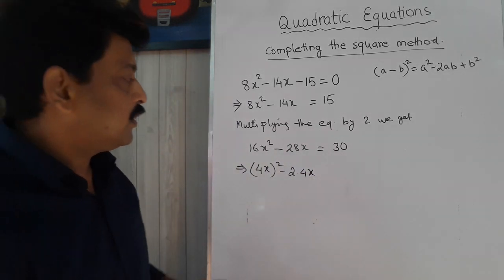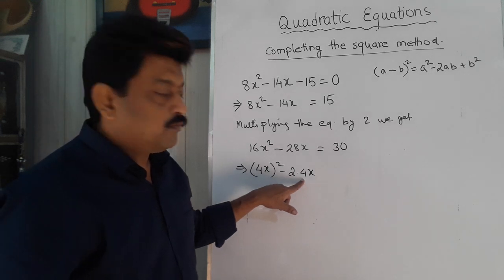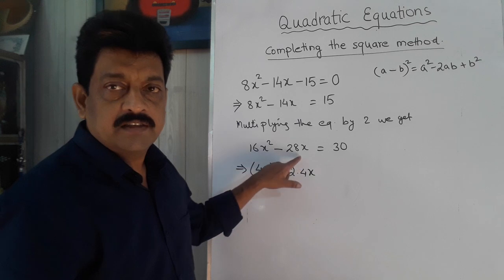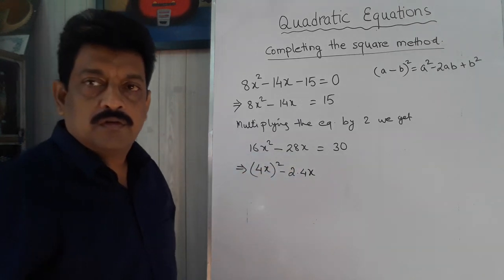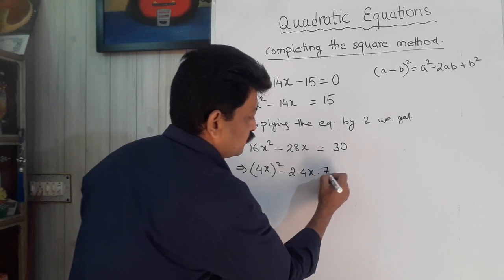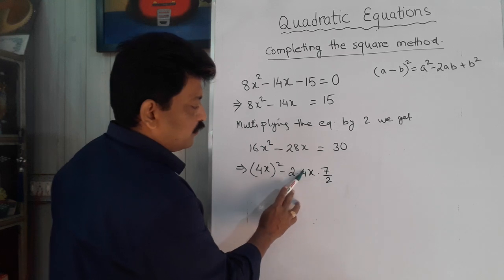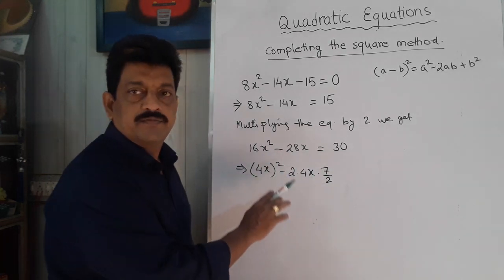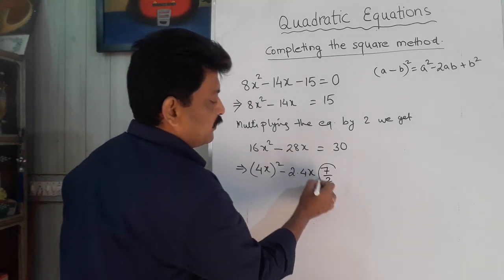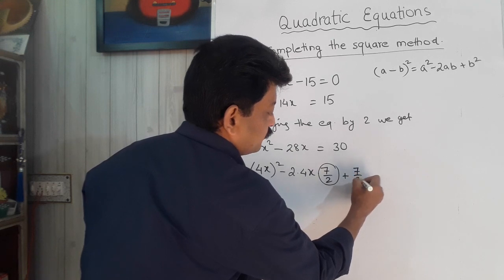Now think of a number which will be multiplied with 2 into 4x such that the product becomes 28x. I think you have guessed it. So it is 7 upon 2. Just check it. 2 cancelled, 4 7s are 28x. So it is matching. Okay. That means b is 7 upon 2. So here you have to write b square.